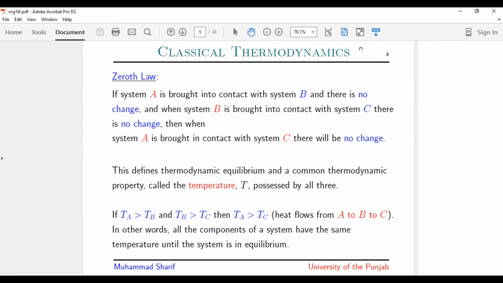In other words, we can say that if the temperature of system A is greater than temperature of system B, and temperature of system B is greater than temperature of system C, this implies that temperature of A is greater than temperature of C, which means heat flows from the system A to B and then to C. So in other words, all the components of a system have the same temperature until the system is in equilibrium.